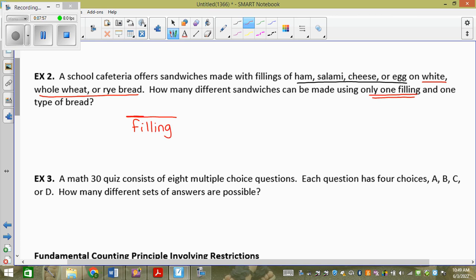If I can say I'm using one of it, this blank represents choosing one of it. One filling, and, so I have the word and, one type of bread. One means I can use the blank, bread. And means I do what? Multiply. So now I can fill in the stuff. Fillings, how many filling options do I have? Ham, salami, cheese, or egg? I have 4. How many different types of bread? 3. White, whole wheat, or rye? How many different sandwiches? 12 different sandwiches.